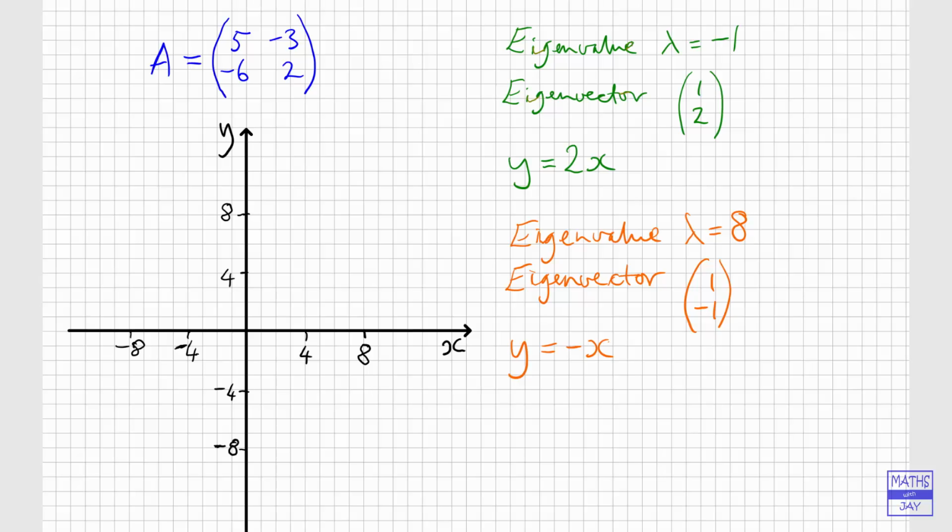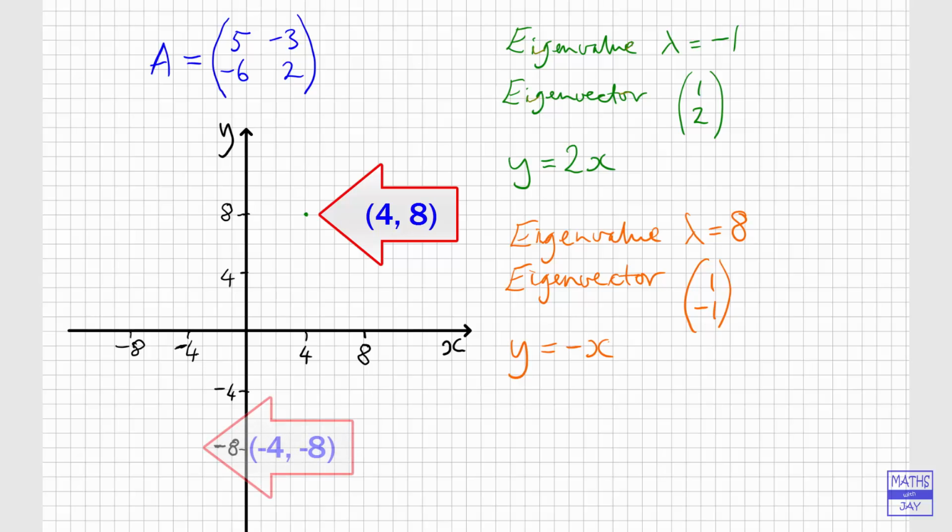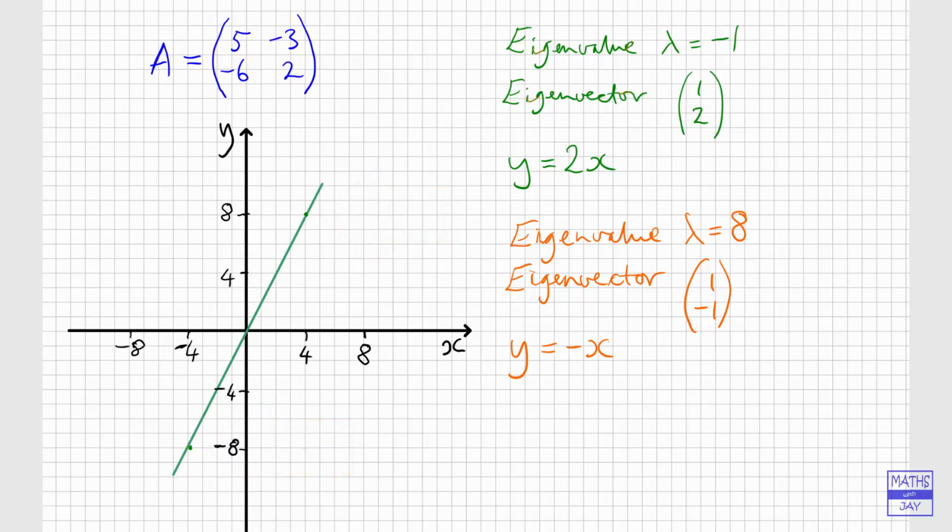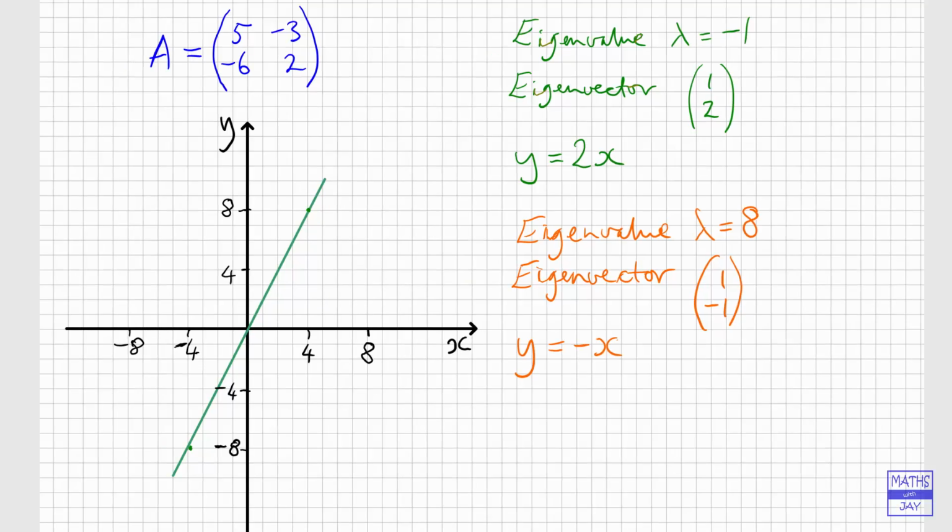So we'll start with y equals 2x. So if y is 2x, we know that it must go through the origin. And when x is 4, y is going to be 8, so that will give us a point up here. And similarly, when x is minus 4, y will be minus 8, so we've got a point down here at minus 4, minus 8. So let's join them together. So we get this sort of thing happening. And now let's have a look at our eigenvector.